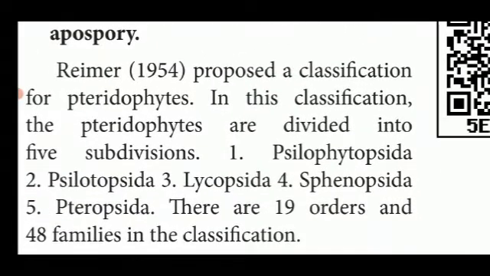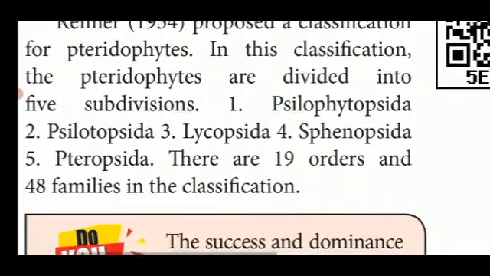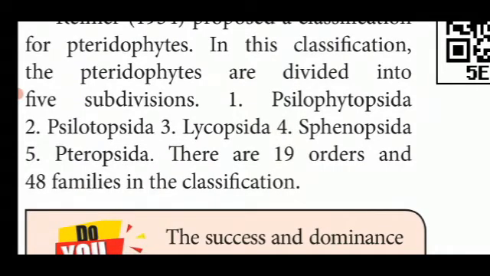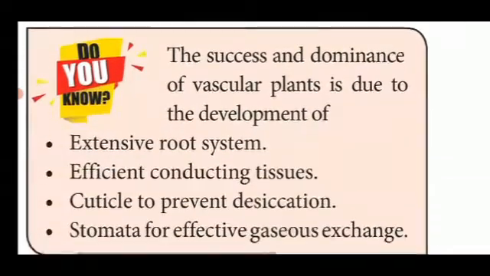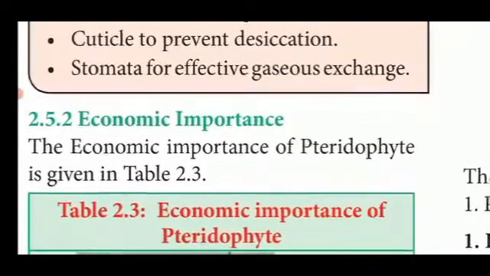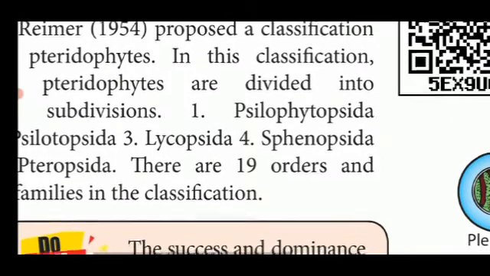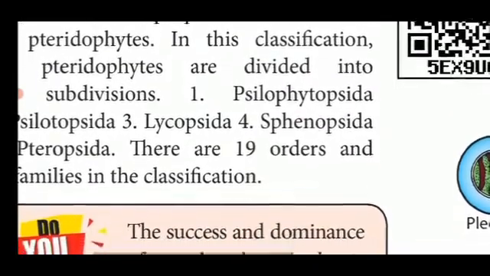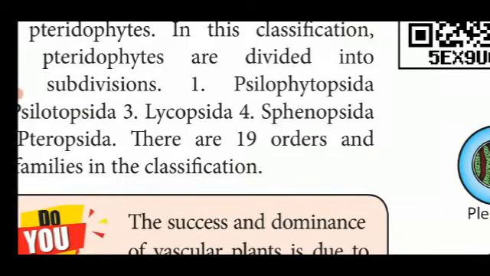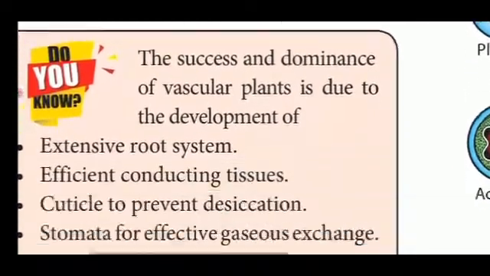Reimer proposed a classification for pteridophytes. In this classification, the pteridophytes are divided into 5 subdivisions: Psilotopsida, Psilophytopsida, Lycopsida, Sphenopsida and Pteridopsida. There are 19 orders and 48 families in this classification.